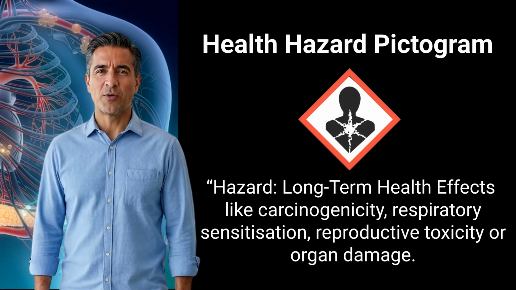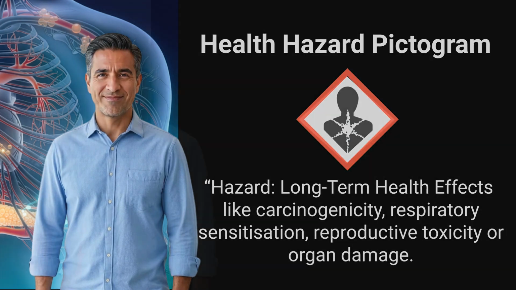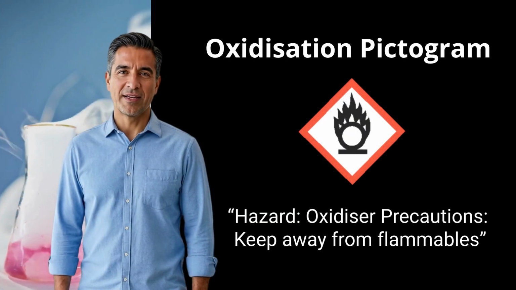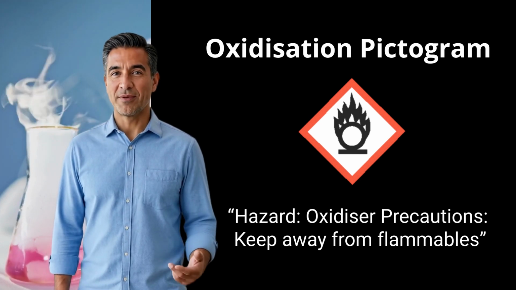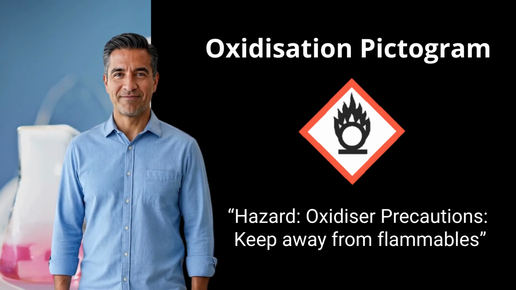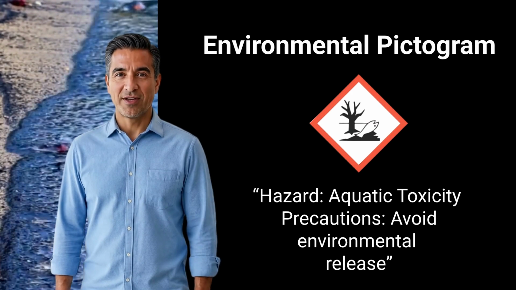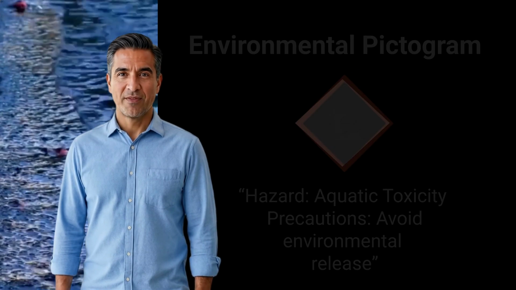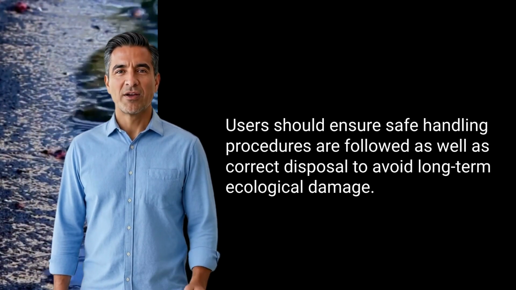The health hazard pictogram indicates serious long-term health effects like carcinogenicity, respiratory sensitization, reproductive toxicity, or organ damage. The oxidization pictogram indicates oxidizing chemicals, substances that can cause or intensify fires if they come into contact with flammable materials. The environmental pictogram warns users that a chemical is hazardous to the aquatic environment or ozone layer. Users should ensure safe handling procedures are followed as well as correct disposal to avoid long-term ecological damage.